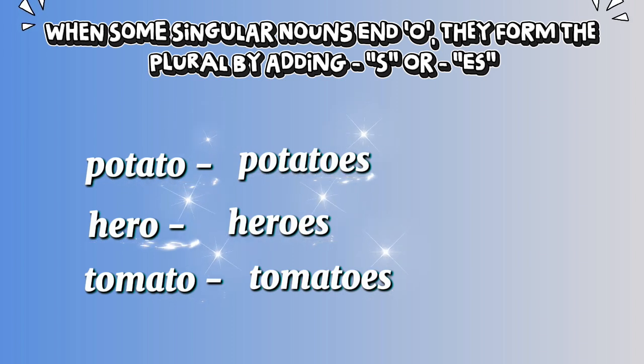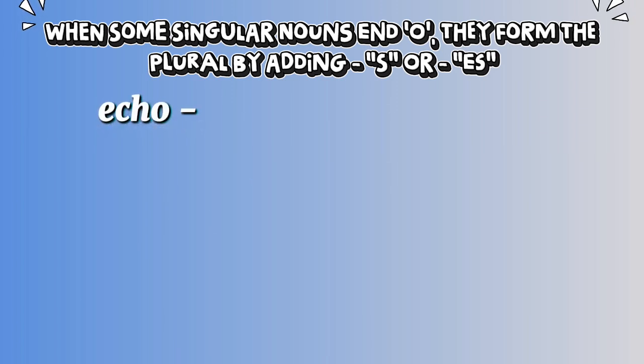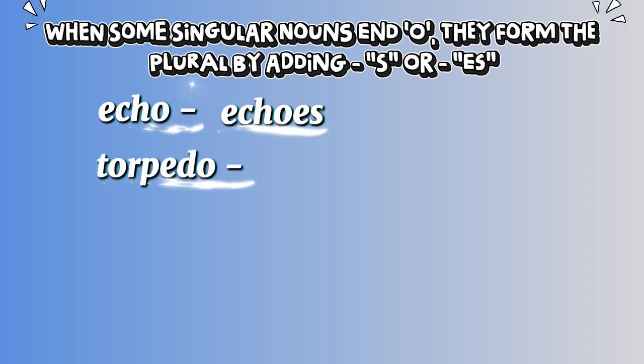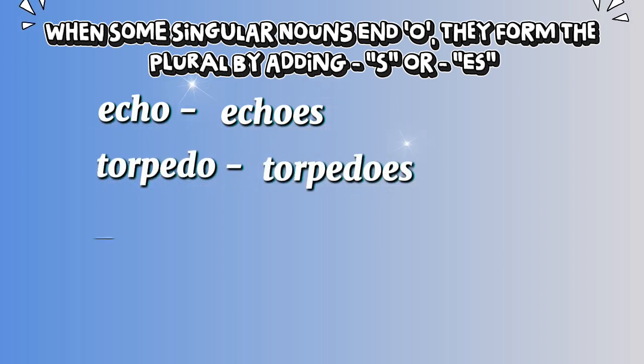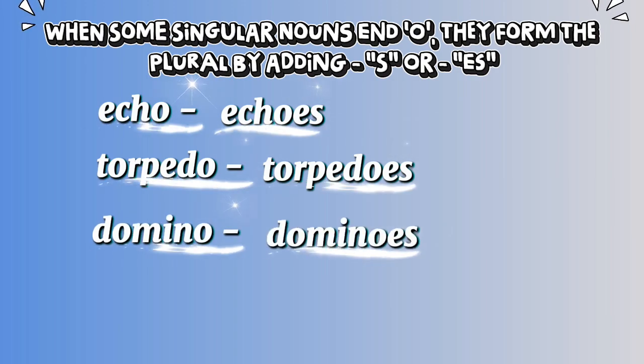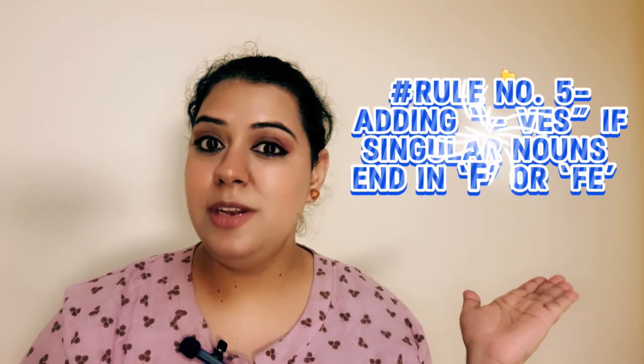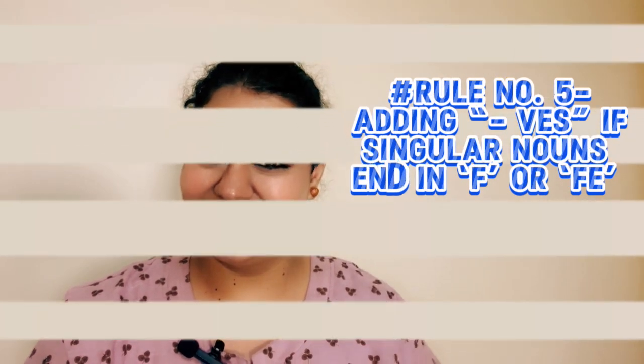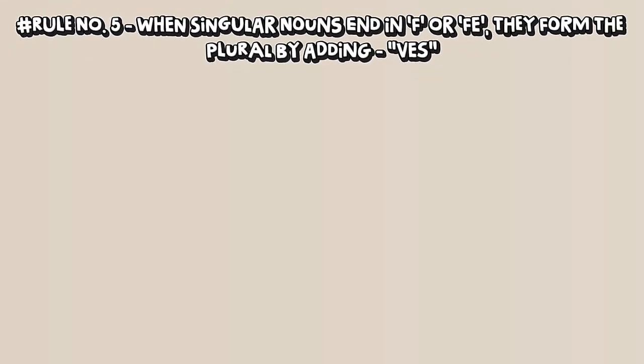Here comes your turn. Echo, yes, echoes. Torpedo, yes, torpedoes. Domino, dominoes. Let's move on to our rule number 5. When singular nouns end in F or FE, they form the plural by adding VES.